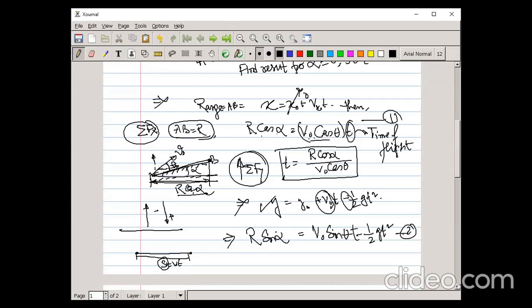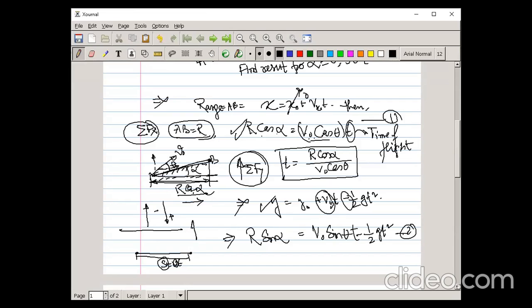What I am talking about, r sin alpha. First one is the r cos alpha. Along the x direction, the displacement r cos alpha is equal to v0 cos theta, which is the velocity I am showing here, into the time required for that movement. So this is equation 1.